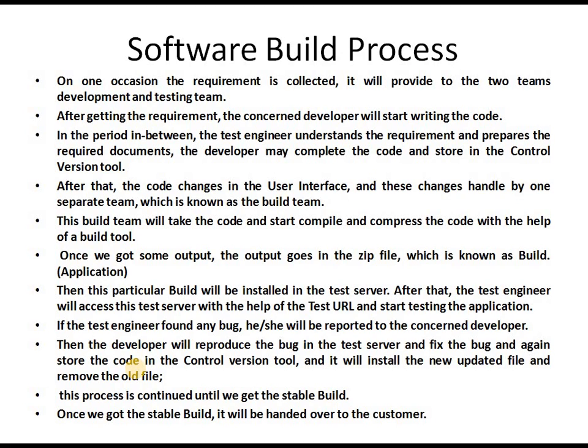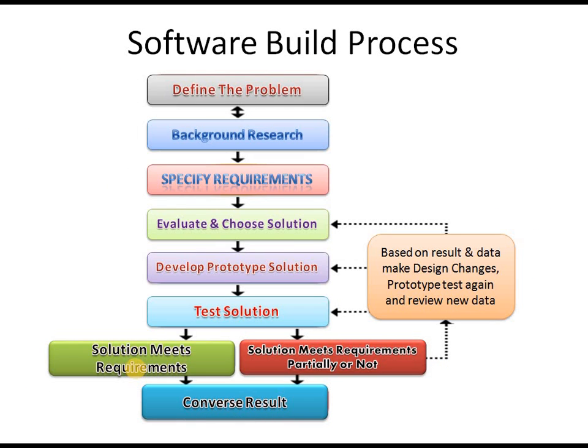If the test engineer finds any bugs, he will report them to the concerned developer. Then the developer will reproduce the bug in the test server, fix it, and again restore the code in the version control. This process continues until we get a stable build or application. Then it is handed over to the customer. These are the steps which are followed to build any software or project.